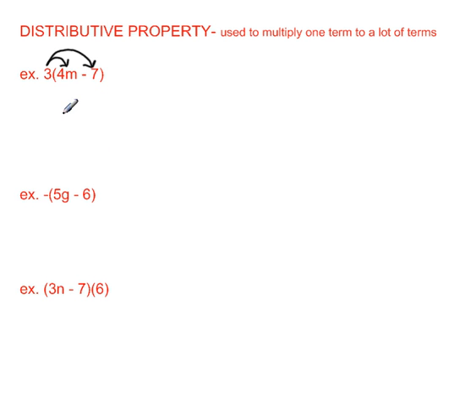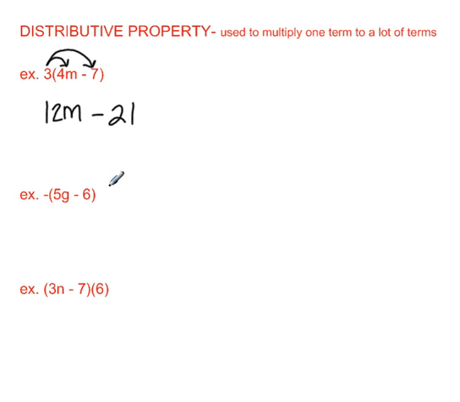So let's take it one at a time. 3 times 4m. Now we don't do anything with the letter. It's here right now, but we are going to multiply the coefficients. 3 times 4 is 12. So our first term is 12m. Let's do it again. 3 times the negative 7. And 3 times negative 7 is a negative 21.